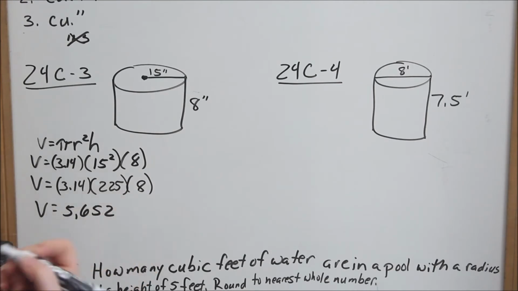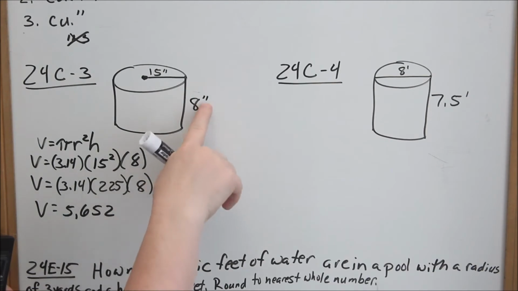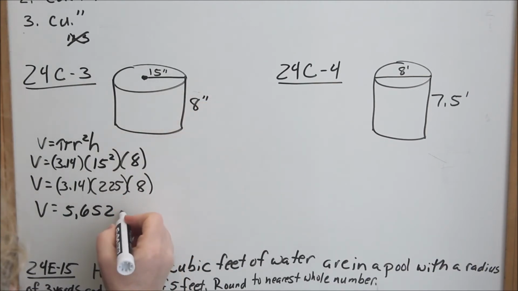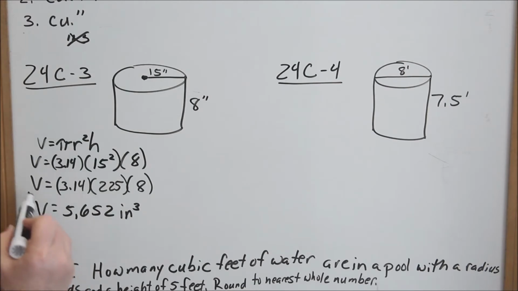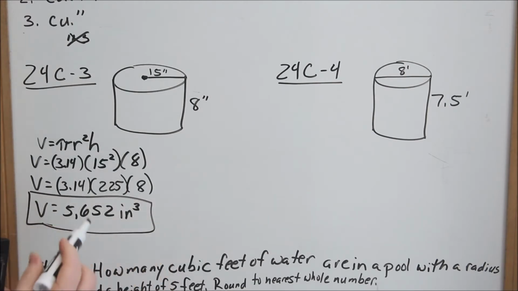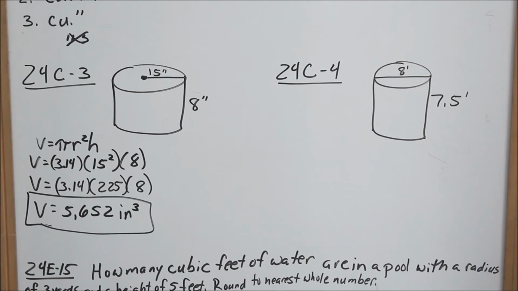5,652. Now I put my units on there. Volume is always cubic inches. This was inches, 2 marks is inches. So that would be inches cubed, or cubic inches, however you want to say it. Either way to say it is fine. Inches cubed, cubic inches, same thing.